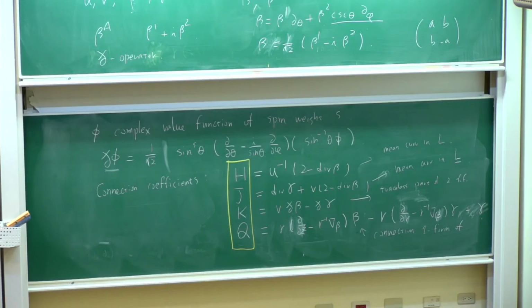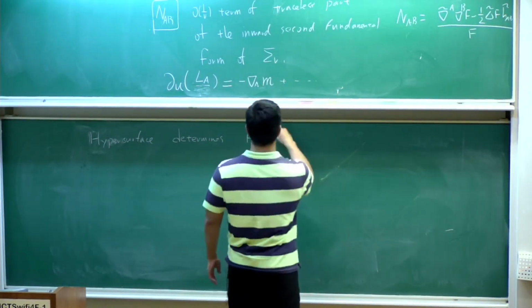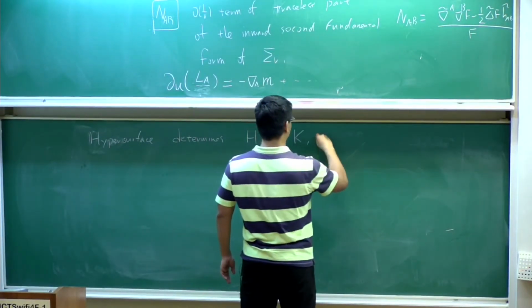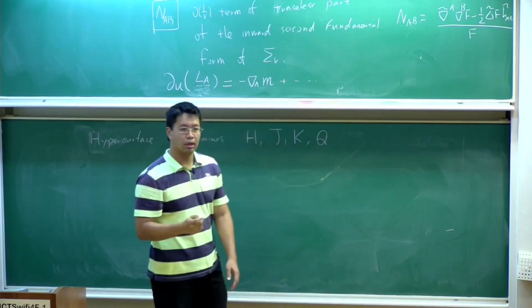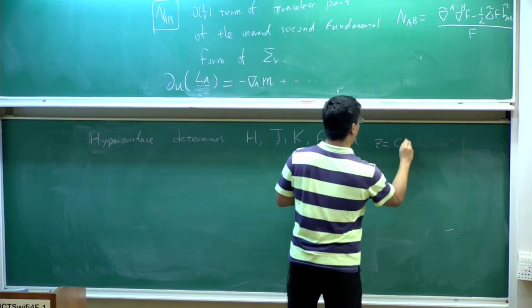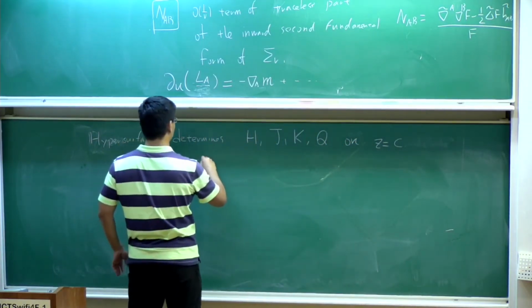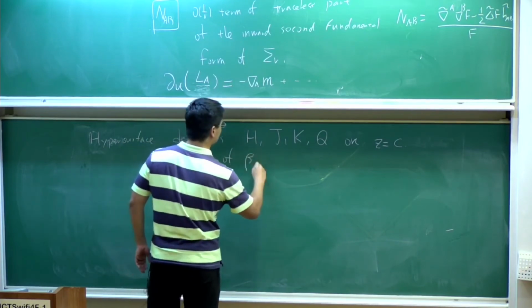So again, there's a set of equations which one can think of as the hypersurface equations, which determine H, J, K, Q on a null hypersurface in terms of the free data.